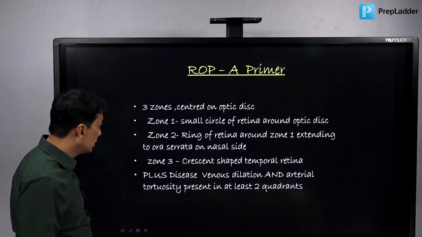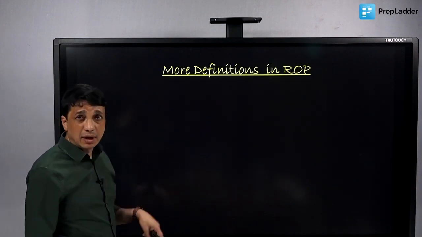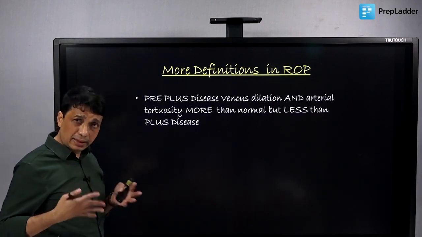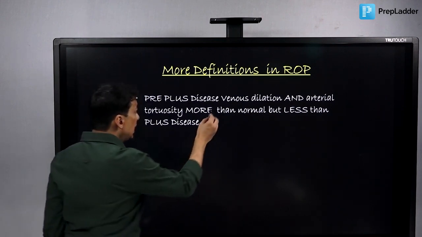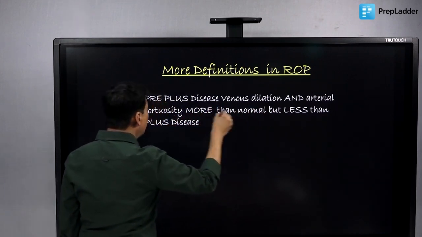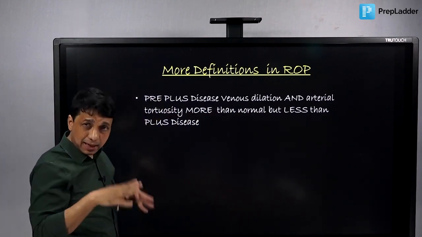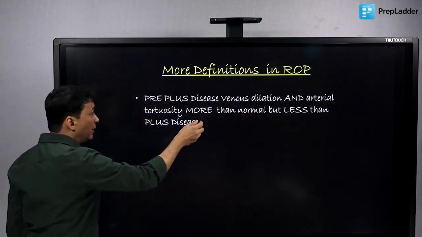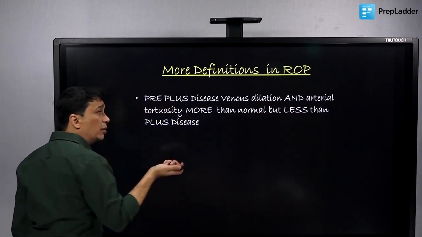Very well. So now we've got certain, but this is not the end. No, not at all. Let's look at the other definitions coming up now. Next one is called pre-plus disease. These definitions came up as more and more studies came up, and pre-plus, as you can make out, is the stage just before plus. You can work out easily, it is venous dilatation and arterial tortuosity which is more than normal but less than that of plus disease. This makes sense, does it not? Pre-plus. So it is not as much as plus, but is not as little as normal. So whenever we get angry looking vessels where the veins are dilated and the arteries are tortuous, which is more than normal and less than plus, we call it pre-plus.